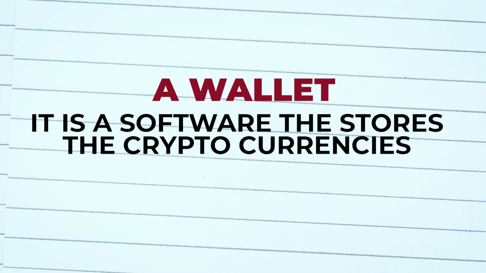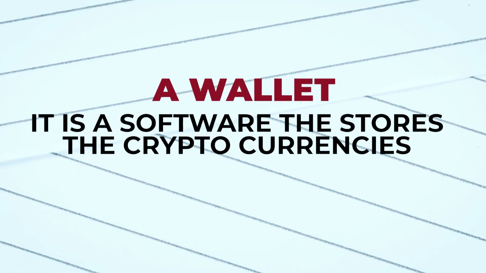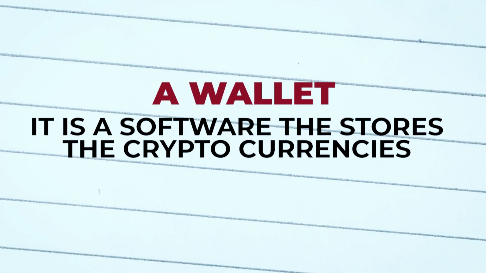What is a wallet? A wallet is simply a piece of code, a software that stores your cryptocurrencies, like stores your money. Think about it like that. That is a wallet. So what happens in most cases is that your smart contract or your wallet is hacked. So how can you prevent this?